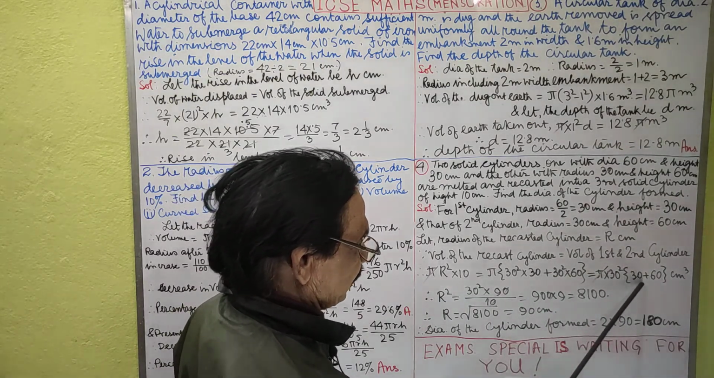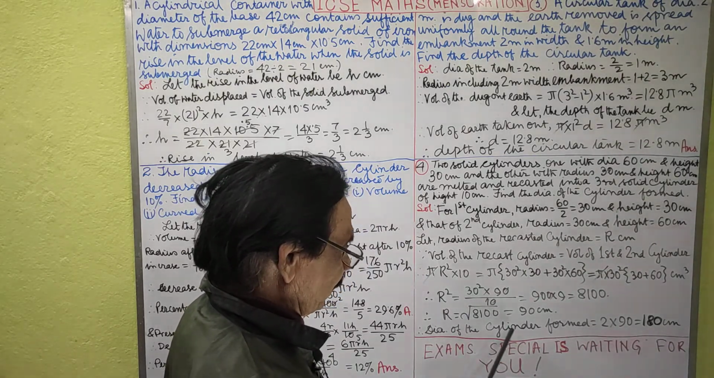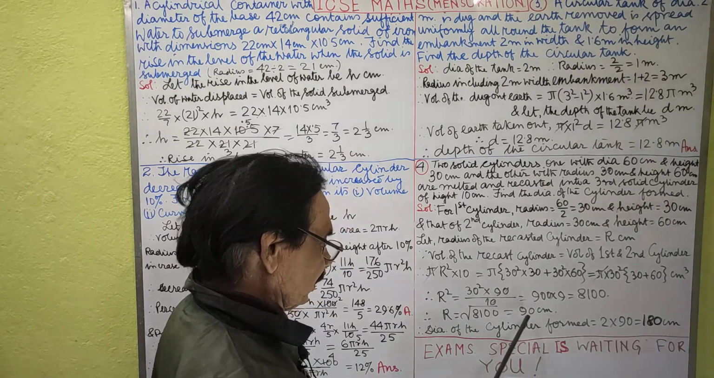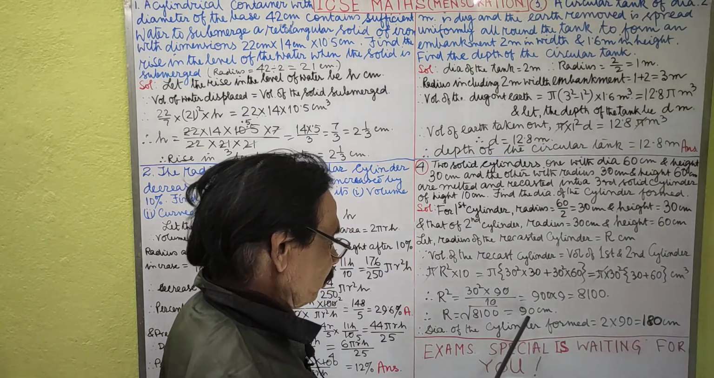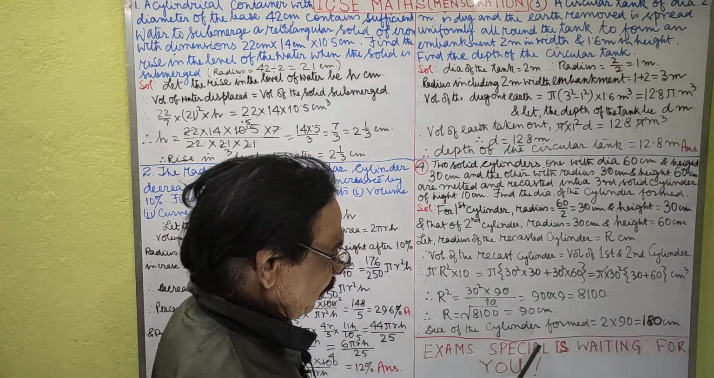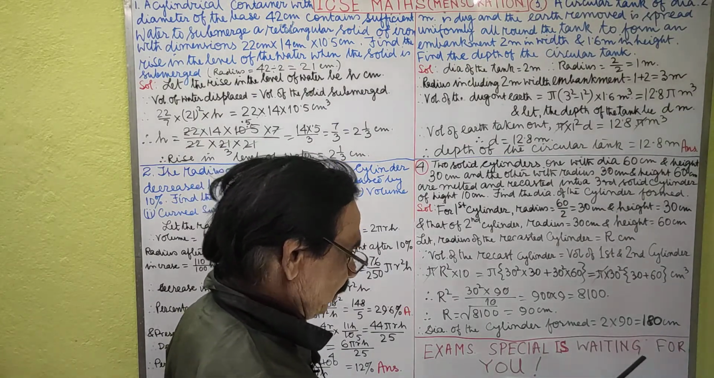By calculating, we get r equal to 90 centimeter. That is the radius of the third cylinder so formed, 90 centimeter. So the diameter of the new cylinder will be 2 into 90, that is 180 centimeter.